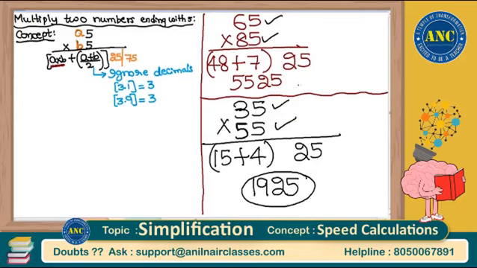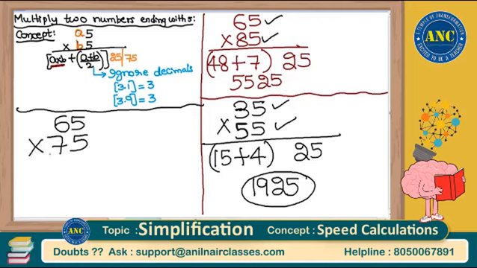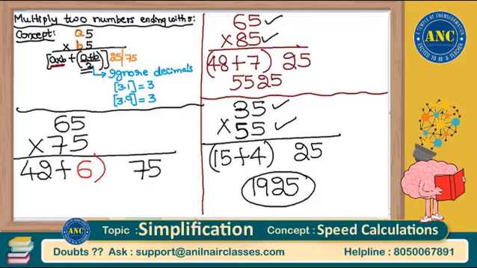First is even 5 into even 5. Next is odd 5 into odd 5. The only other case left is a different family. Suppose for example 65 into 75. Even 5 into odd 5, last two digits will be 75. 6 into 7 is 42. Plus (a plus b) by 2: 6 plus 7 is 13. 13 by 2 is 6.5. Ignore that decimal 0.5, write only 6. Answer is 4875.